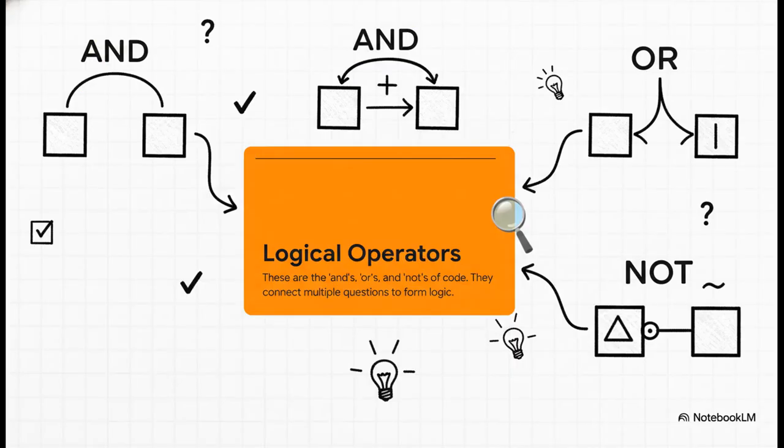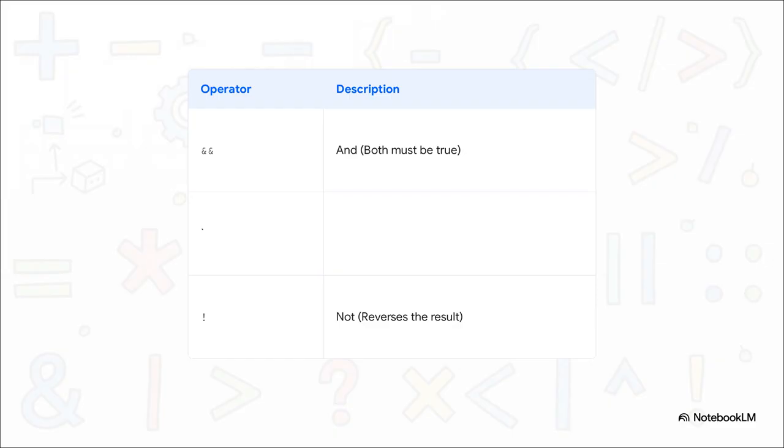The best way to think about these is like conjunctions in a sentence. Words like and, or. They let you chain together multiple true or false questions to build a much more sophisticated condition. Like, is this true and is that true? Or maybe, is this true or is that true? So there are 3 main ways we connect our questions.